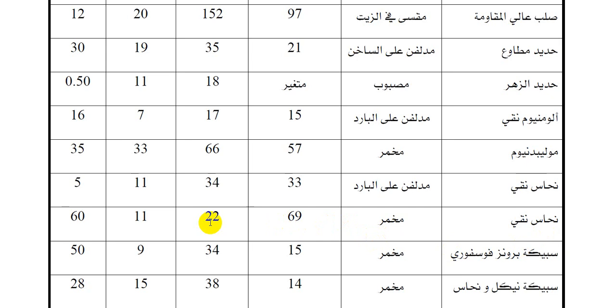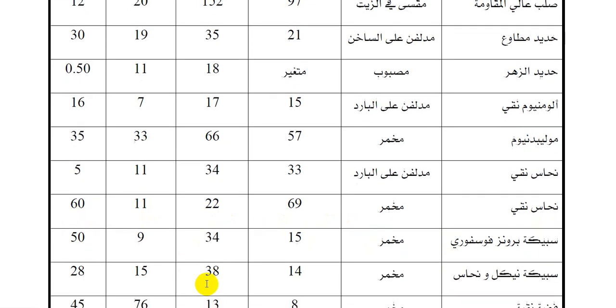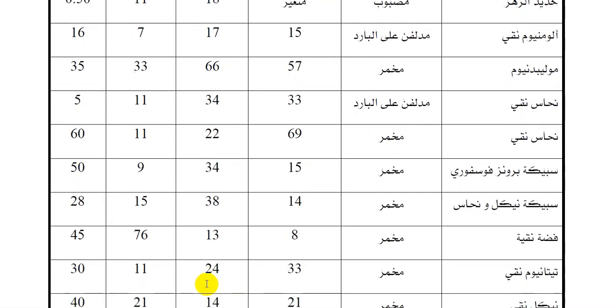69 and 22. Tensile stress. 69 is yielding stress for 0.02 proof stress, and 11 times 10 to the power 3 is the elastic modulus, and 60 is the ductility ratio, as you can see right in front of you here.